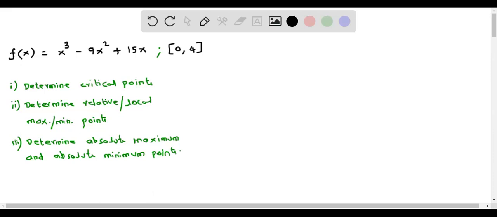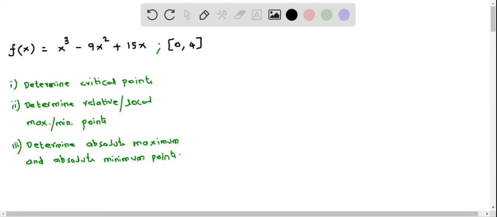We will now determine the absolute maximum and minimum points of this given function. f of x is given as x cubed minus 9x squared plus 15x within the interval [0, 4], and both 0 and 4 are included. That is, 0 and 4 are the endpoints. So basically, this involves three steps.